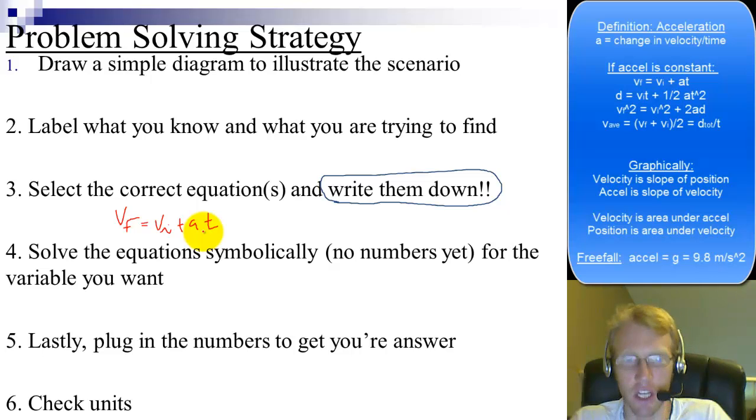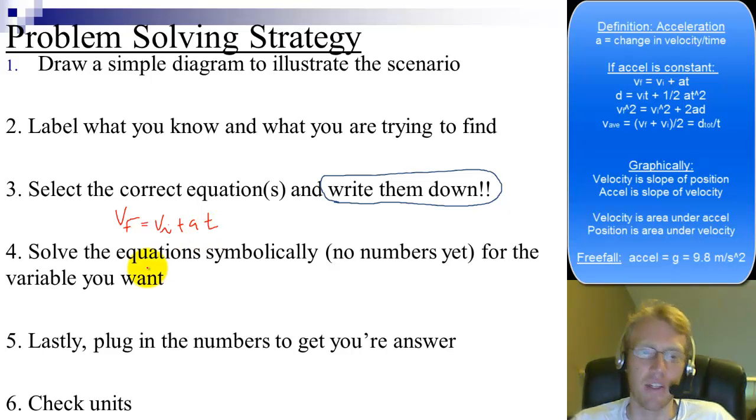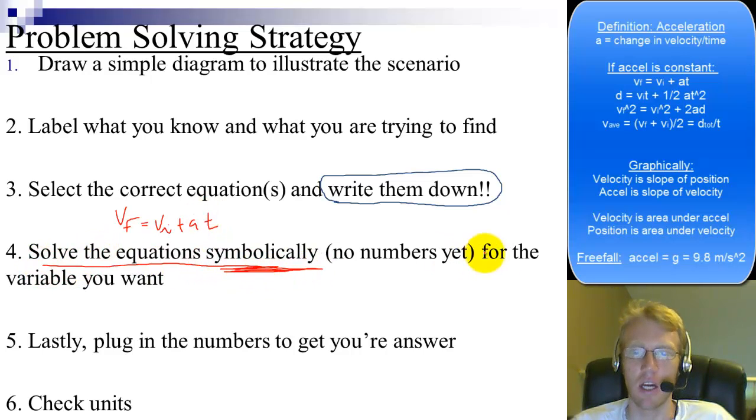If you're not actually looking at the equation, if it's just in your head, it's easy to get things mixed up or change a plus sign to a minus sign, etc. And the second reason it's so important to write down the equation first is that I want you to practice solving equations symbolically and not numerically.